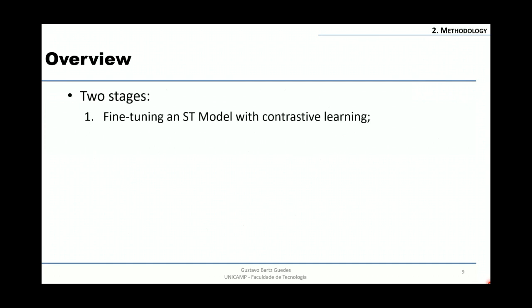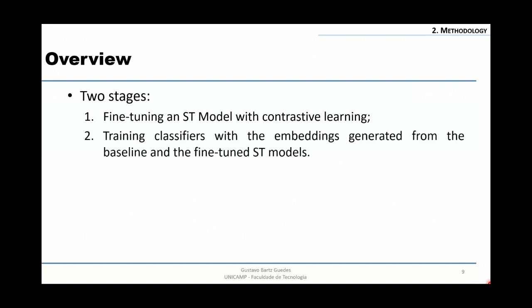So our methodology here, I'll give an overview first. It comprises two stages. The first one, we fine-tune a sentence transformer model with contrastive learning. Then we train classifiers with the embeddings. We train two sets of models. One with the embeddings generated by the baseline models that were not fine-tuned. And we train other models with the fine-tuned sentence transformer models. And we evaluate these models on the test sets.